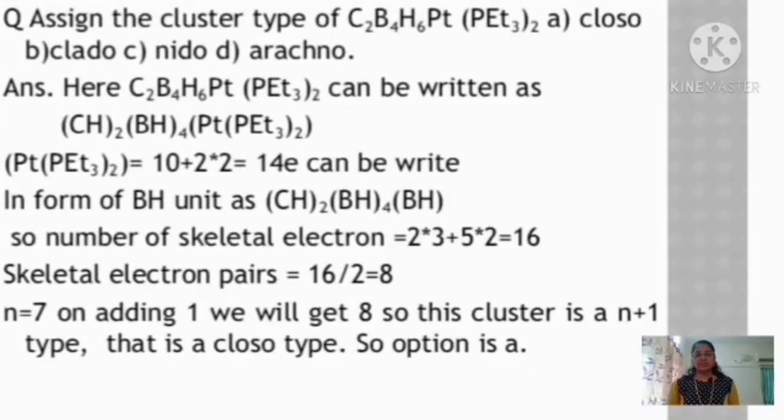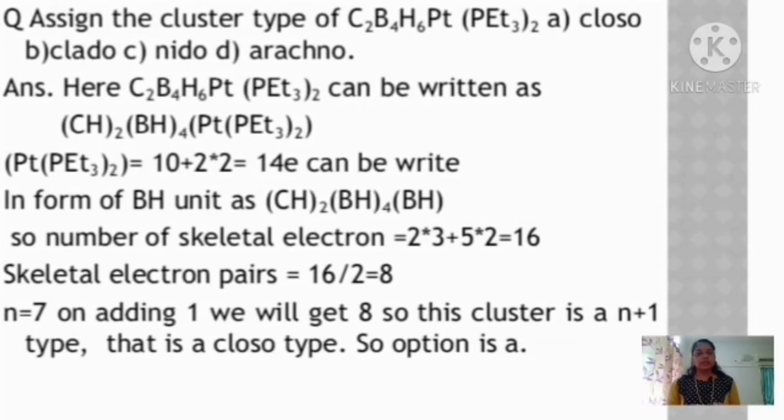So moving to another question, assign the cluster type of C2B4H6 (PtPEt3) whole twice. Here the metal is platinum. Platinum belongs to the nickel family, so it has a total of 10 valence electrons. Again PEt3, that is triethylphosphine, is a neutral ligand and it shares 2 electrons for the formation of a bond in a metal cluster, just like a carbonyl group.